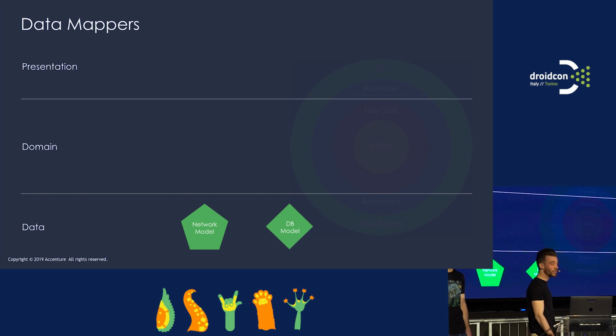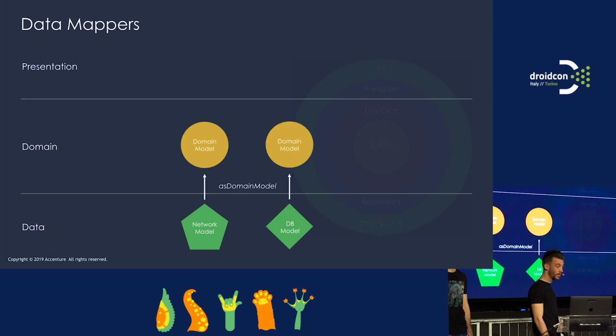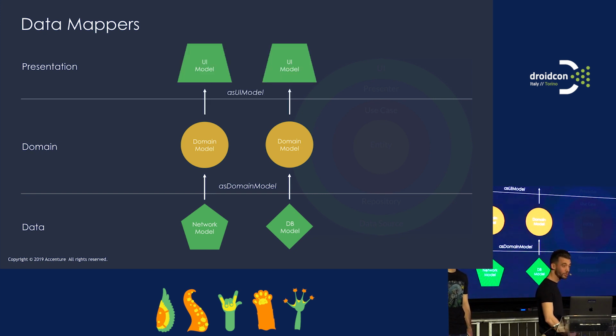Mappers are just a way to convert one model into another. We have a network model here and a database model, for example. Then we can apply a transformation using our function as domain model that will be our mapper. In this way, we are able to convert our data model in general to our domain model. After that, we are able to show it to the user as a UI model, so another conversion. And here we are using an as UI model.